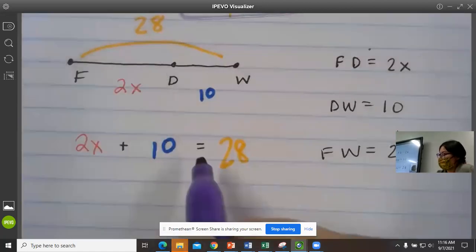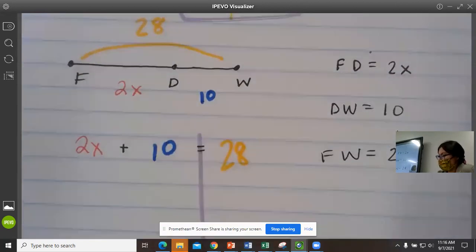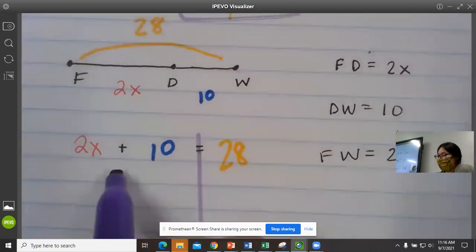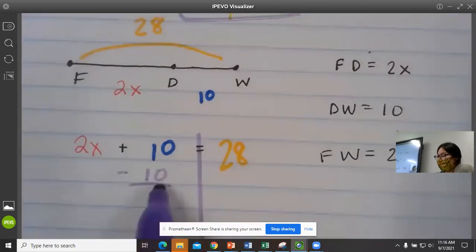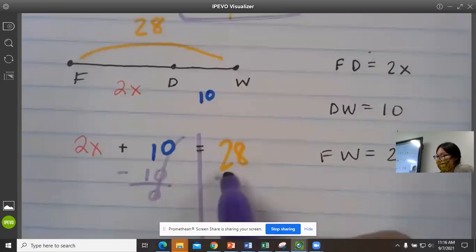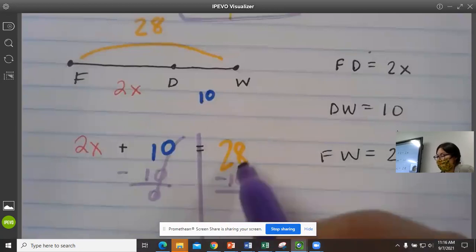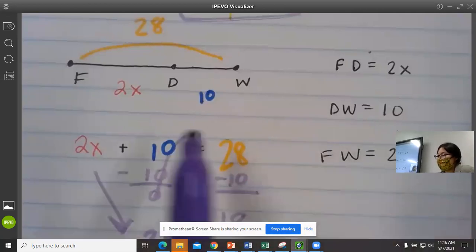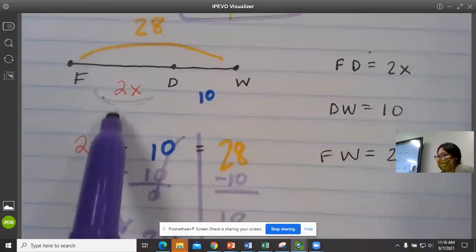It doesn't have to be drawn to scale. So we're gonna solve so that maybe it will make sense why. Because it's a plus 10, I'm gonna subtract it to move it to the other side. Minus 10, minus 10. 28 minus 10 is 18. So that tells you that essentially this piece right here is 18.